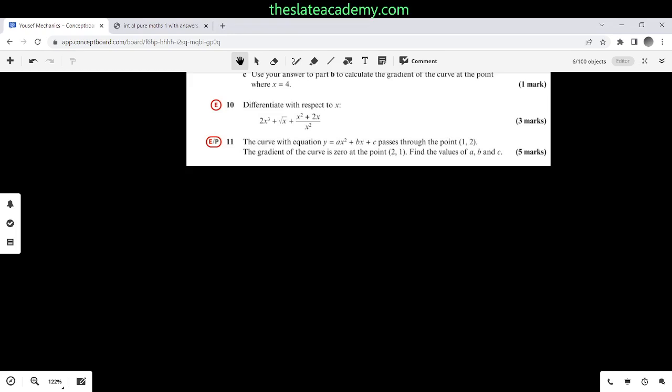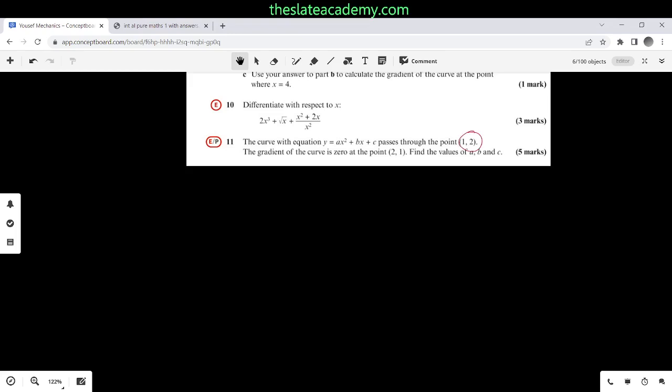The aim of the question is to find the values of a, b, and c. In order to find the values of a, b, and c, I need to get 3 equations in terms of a, b, and c, which ideally would get me the answer for all 3. So let's see what points the curve passes through.